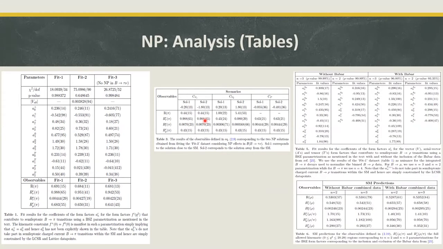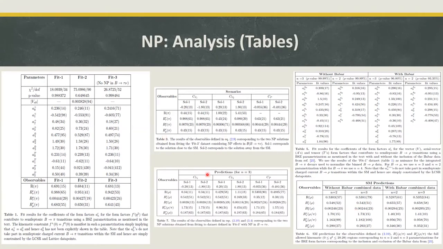Similar for B2 rho. For B2 rho, we present our results in n equal to 3 and n equal to 2 cases, where n is basically the cutoff in the form factor parameterization series. These are the standard model predictions. And these are the new physics predictions corresponding, obviously, to the same solutions of CV1, CV2, and CP.